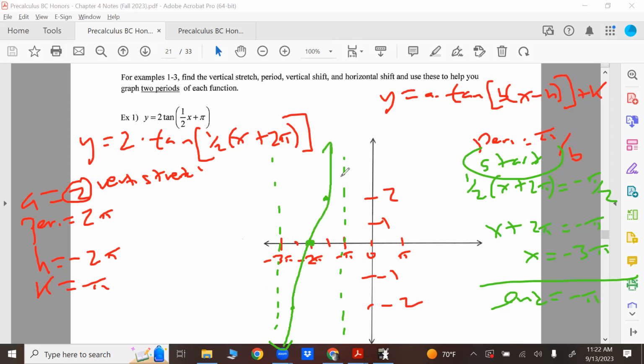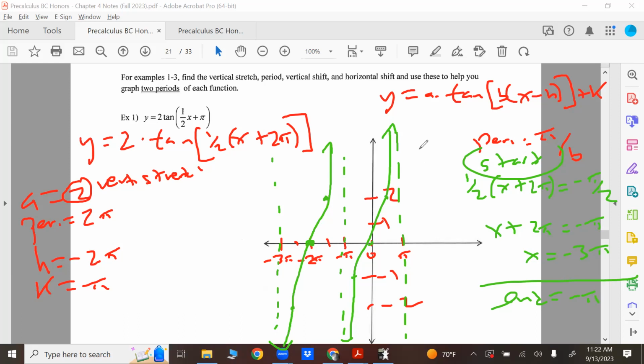I know it's not the best looking graph, but there you go. And if I do another cycle, another asymptote at pi, it shows the stretch. That's a little better. So, yeah, I think we're good here. Makes sense.